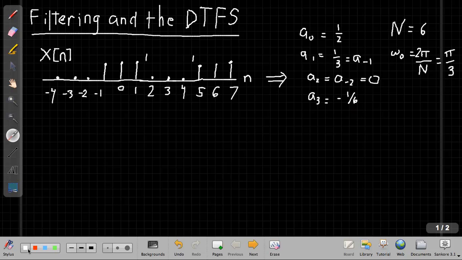Today we're going to go on and look at these and ask, what happens if I put these coefficients through a filter, which is specified by its frequency response. And particularly for today, we're going to look at the low-pass filter. So let me sketch the low-pass filter here.